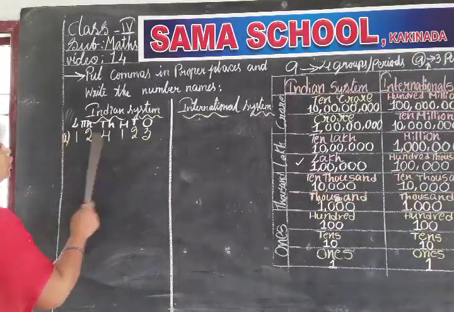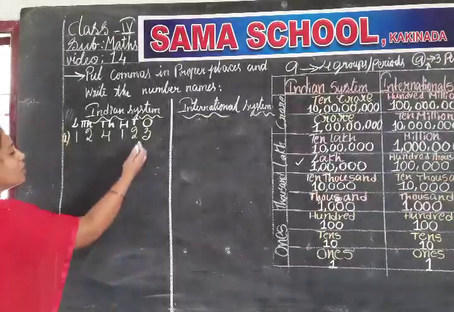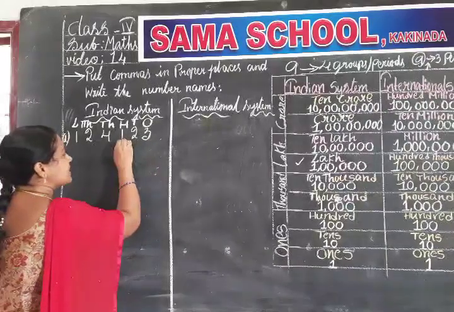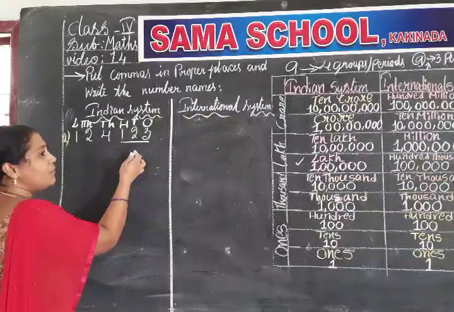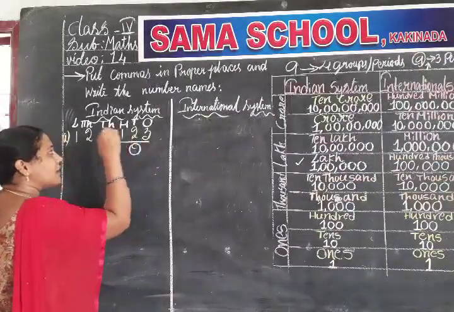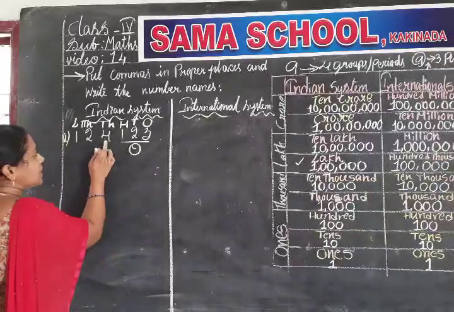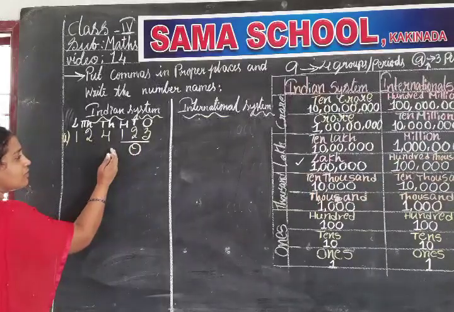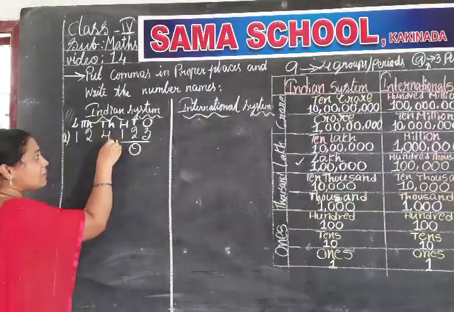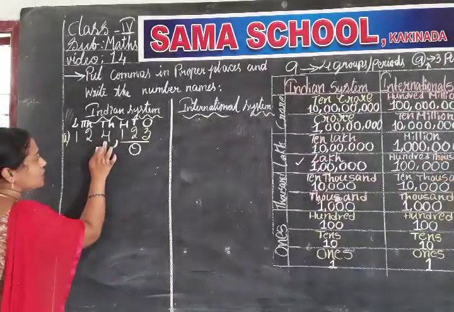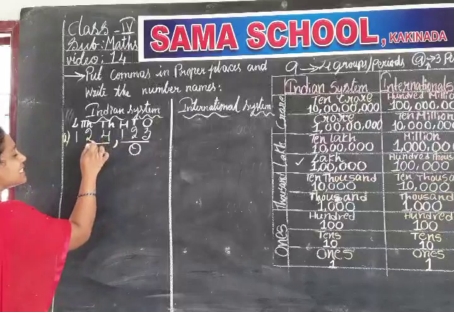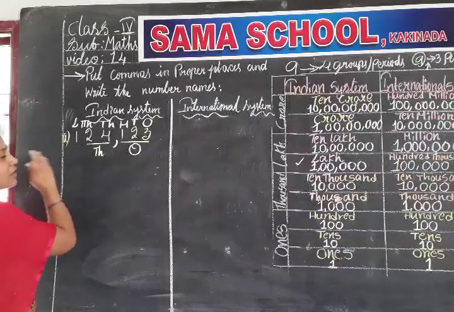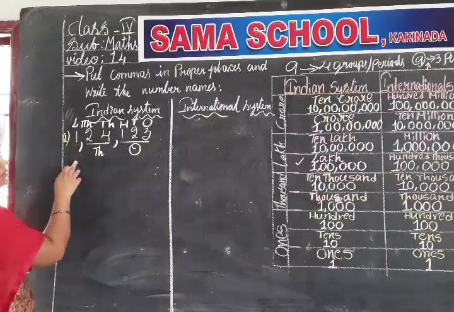So, according to the periods, we keep a comma. Ones, tens, hundreds. These three places come under which period? Yes, ones period. You are right. Next, 1000, 10,000. After the ones period is completed, we finish the ones period, so immediately we keep a comma. Next, see, 1000, 10,000. These two places come under the thousands period. So, the thousands period also completed, so again we keep a comma.